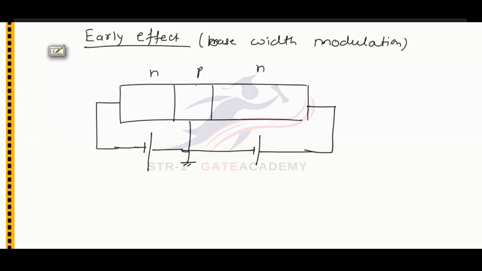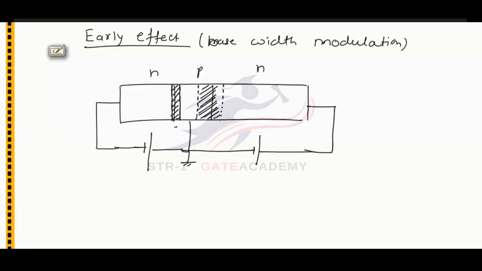As the base is a lightly doped region, the depletion layer will penetrate more into the base region as compared to the collector. Also, as the emitter-base junction is forward biased, the depletion layer width will be very small, and the emitter is a highly doped region, so its depletion layer width will be very small. Well, there will be a considerable depletion layer in this region.